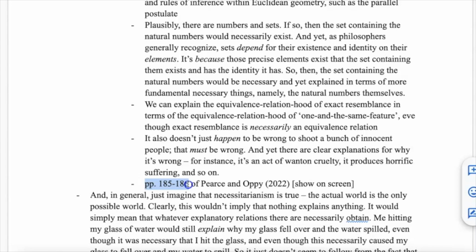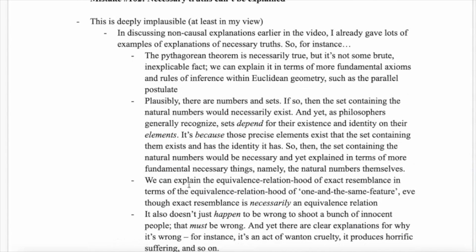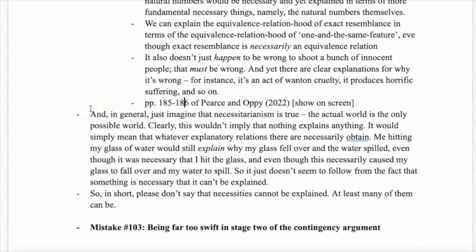I could belabor this point even further by going through some things that Kenny Pierce writes on pages 185 to 186 of his debate book with Graham Oppy, but we're not going to do that. I hope you get the point. Oh, and as I say here, in general, just imagine that necessitarianism is true, right? The actual world is the only possible world. Clearly, this wouldn't imply that nothing explains anything, right? It would simply mean that whatever explanatory relations there are, necessarily obtain.